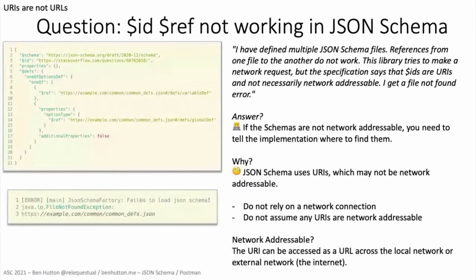URIs are different to URLs, and this does matter in the land of JSON schema. $id, $ref not working in JSON schema. Okay, let's take a simplified version and look closer. There's nothing wrong with the schema itself, but the implementation reports it cannot find the reference schema. This is because URIs may not be network addressable. In fact, you should not even expect to be able to connect to a network or be able to access a file system. Many implementations are able to make HTTP requests, and many do so, but you should not generally rely on this behavior. Instead, check your implementation details.